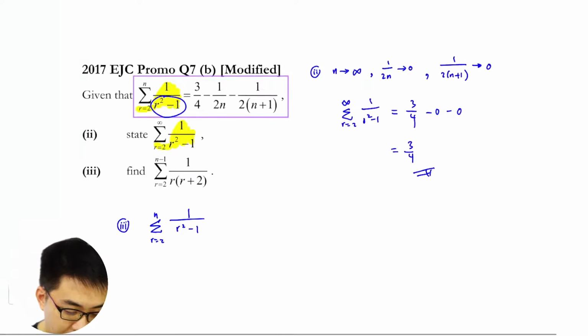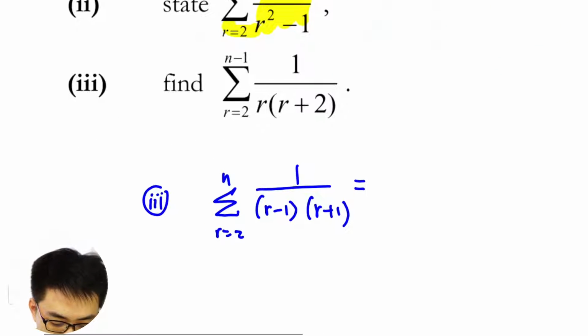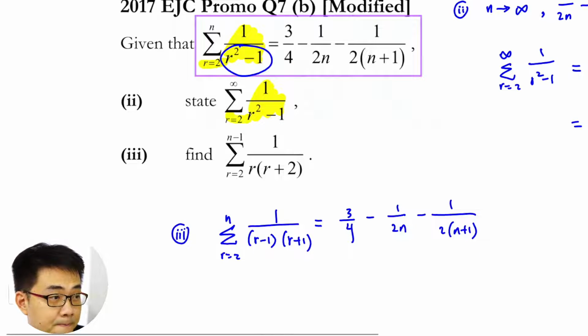Then it equals r squared, so this is r minus 1, r plus 1. Then this is 3/4 minus 1 over 2n minus 2n plus 1. Okay, this is right.